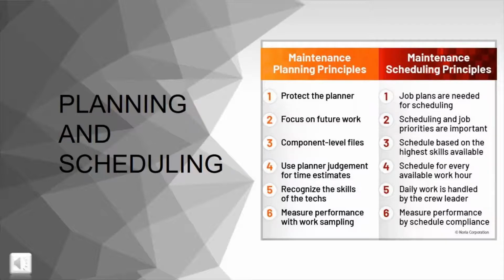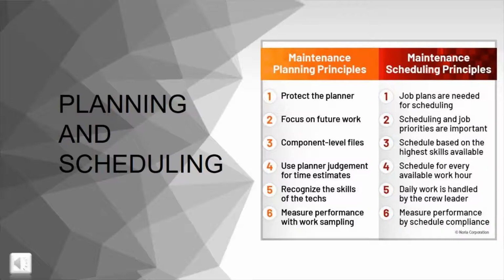Maintenance scheduling principles. Number 1, job plans are needed for scheduling. Job plans should include the number of technicians required, the minimum skill level, work hours per skill level, and information on job duration.